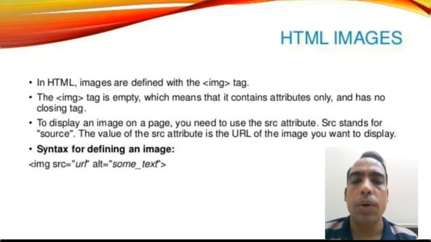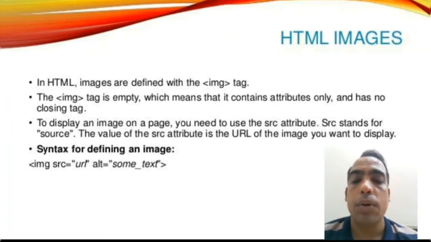Now I will explain HTML images. In HTML language, images are defined with the help of the img tag. The img tag is an empty tag. It means that it has no closing tag. It contains only attributes. To display an image on the web page, you need to use the src attribute of the img tag. Src stands for source. The value of the src attribute is the URL of the image which you want to display.